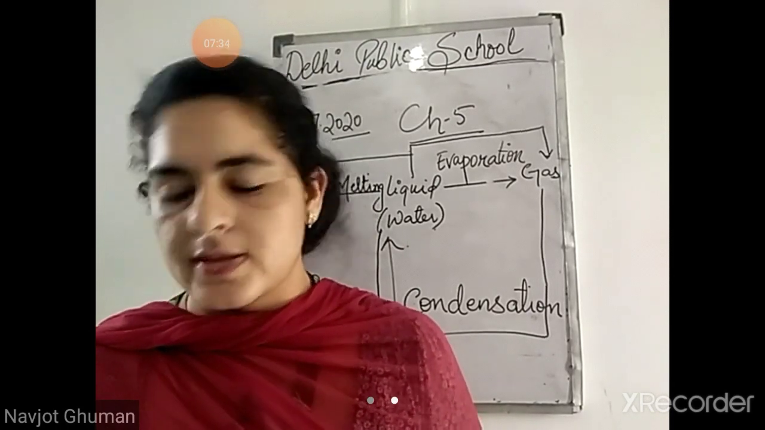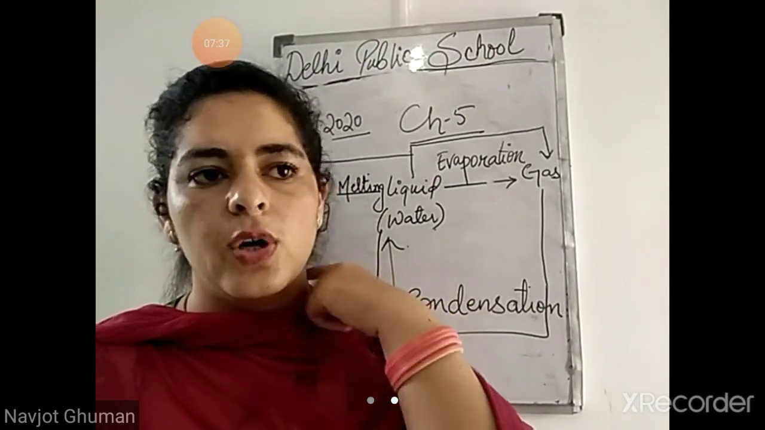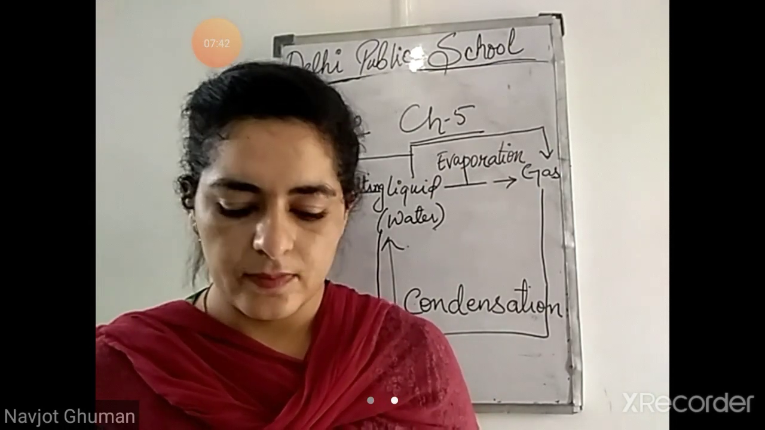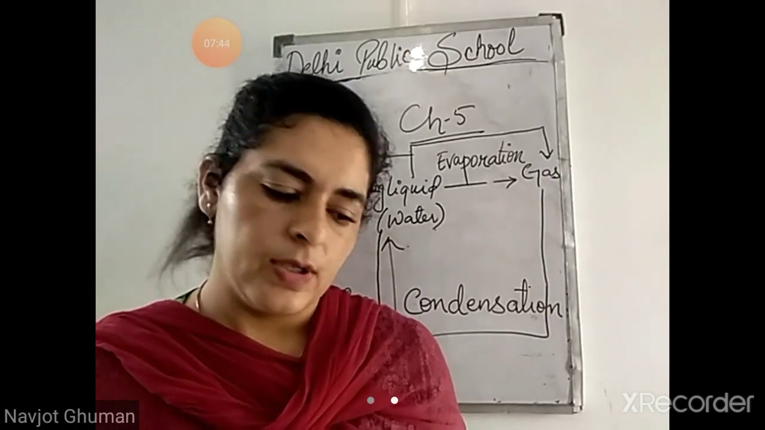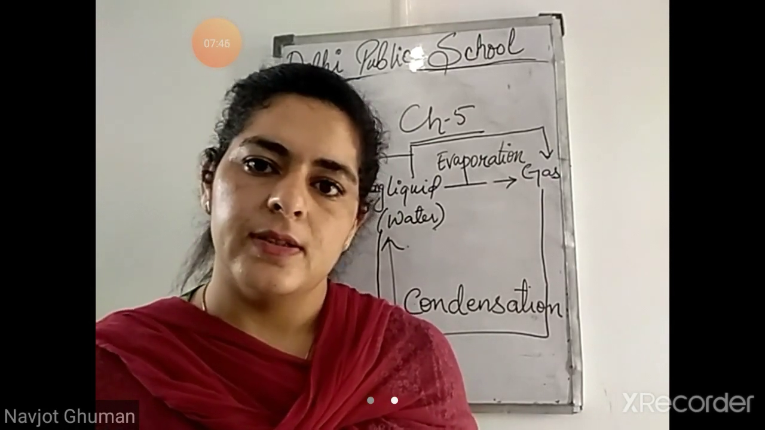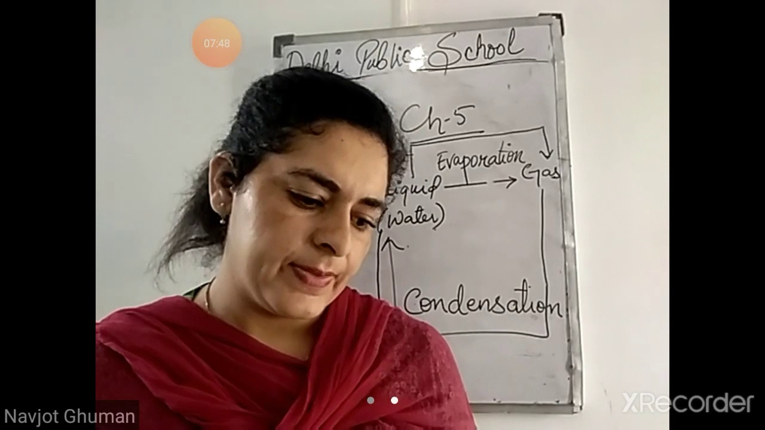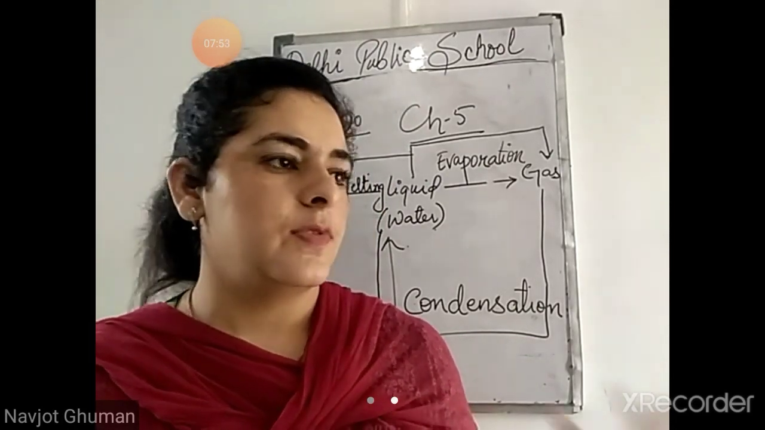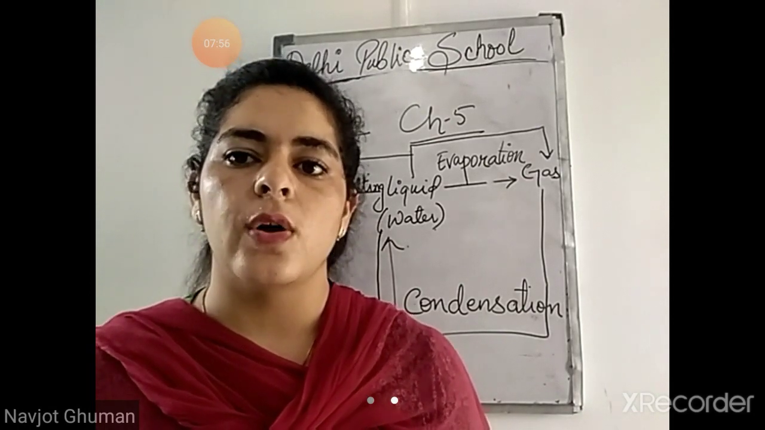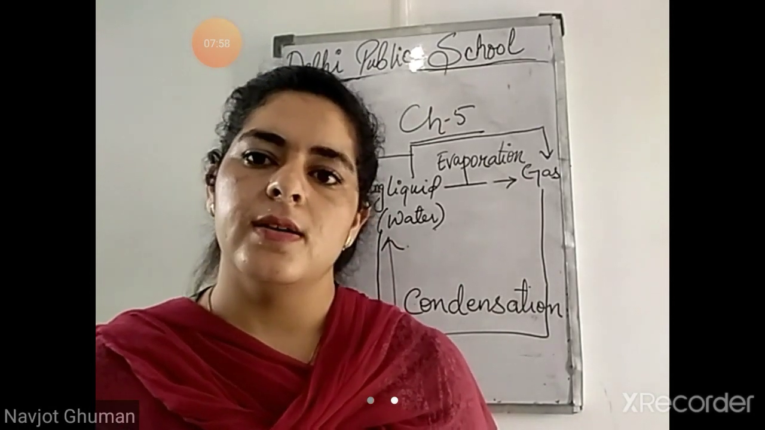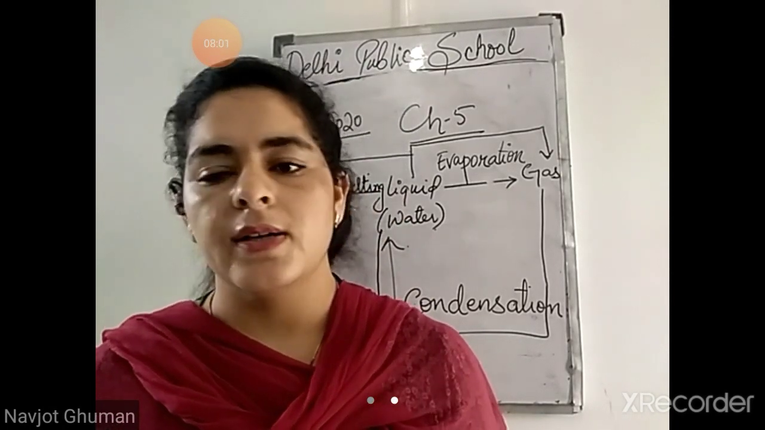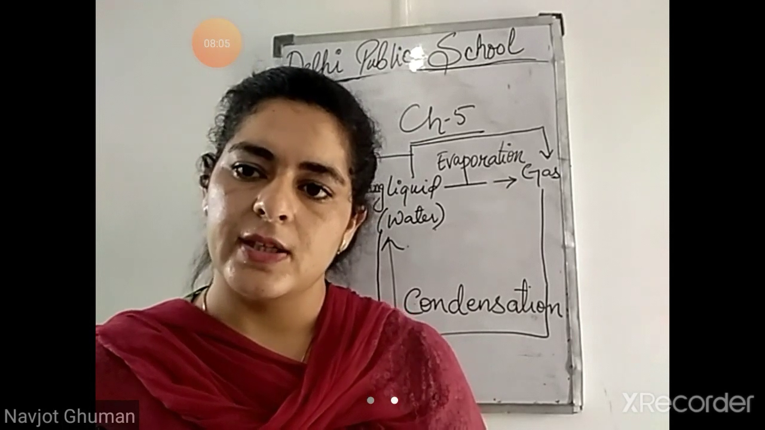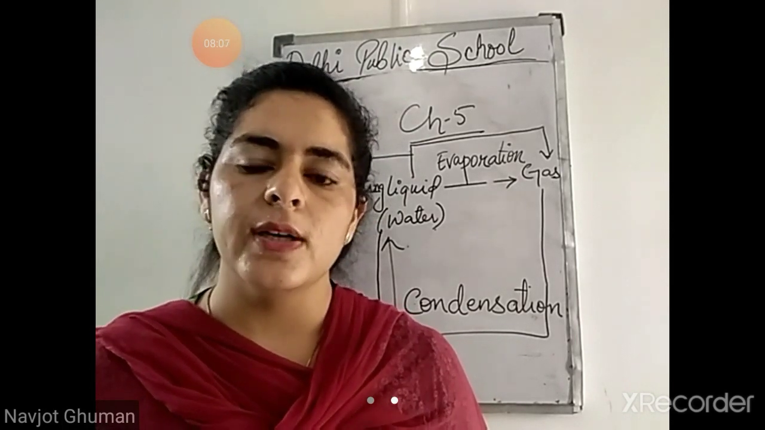Next was gases. Gases are the things that do not have fixed shape and fixed size. They can flow. Water vapor is the gaseous form of water. Gases cannot be seen, but they are all around us. We are inhaling gases. We are inhaling oxygen that is present in the air. Air is a mixture of gases. There are many gases in the air, but we cannot see them. They can only be felt.